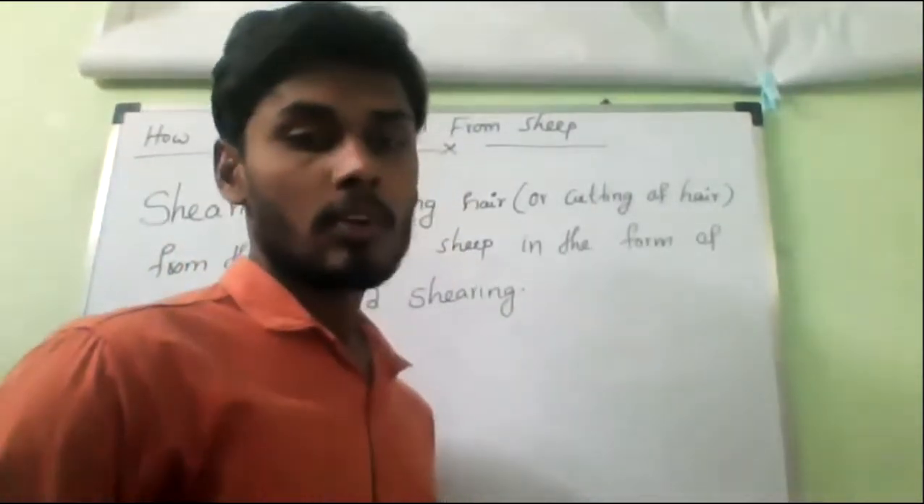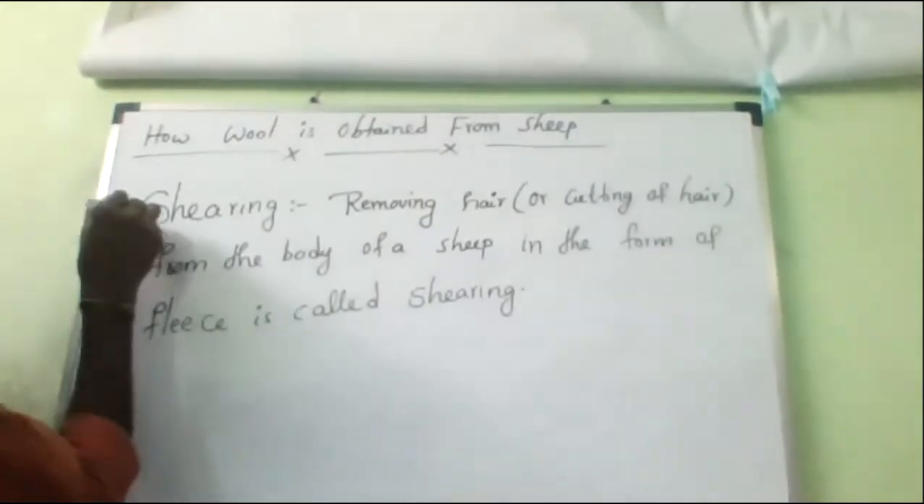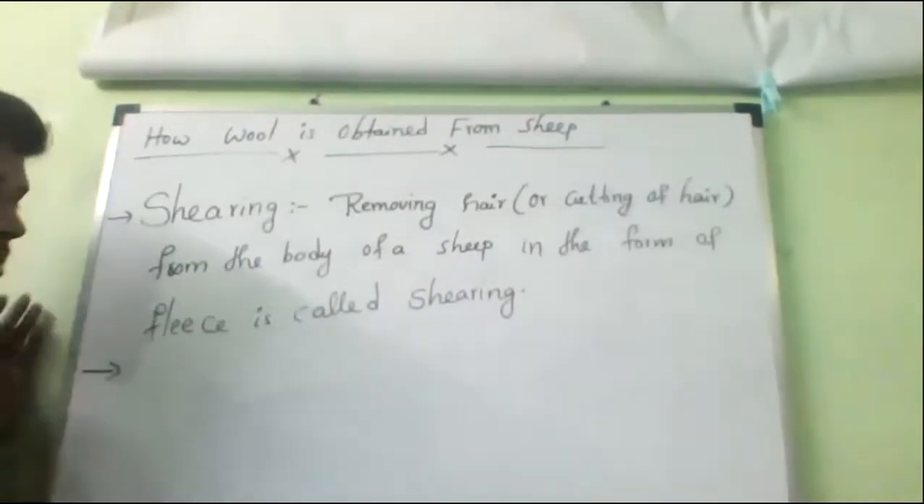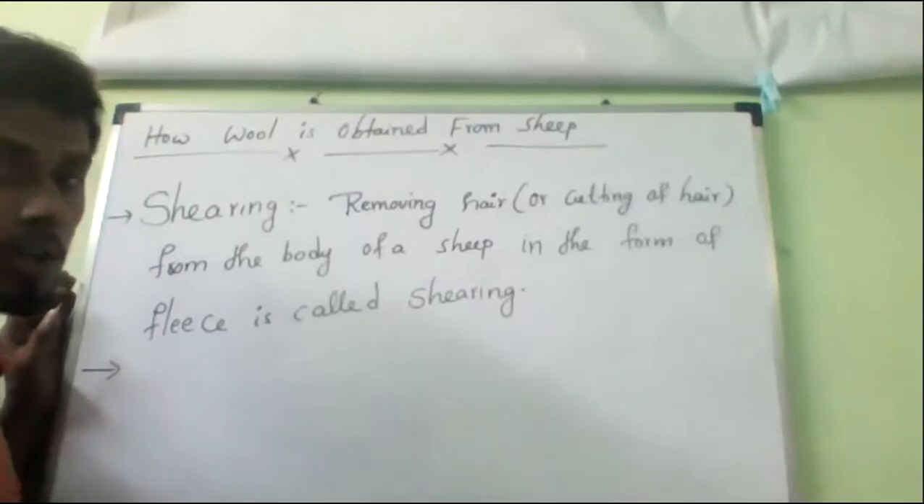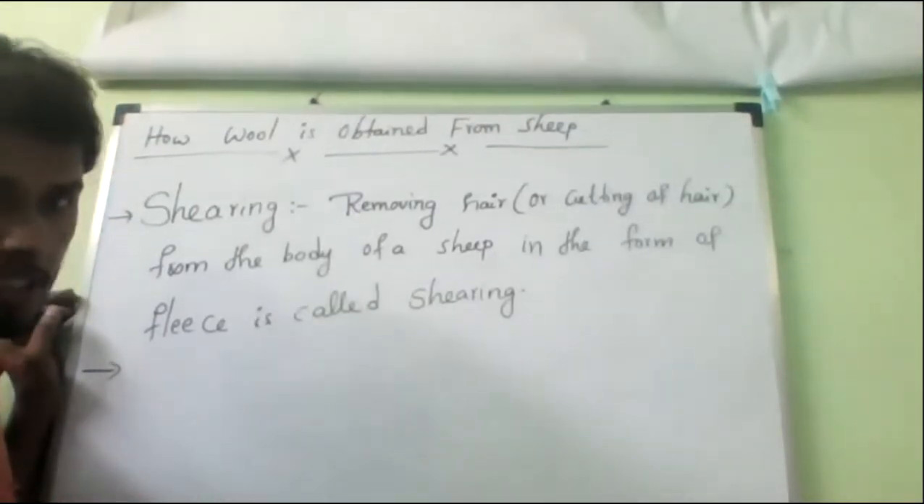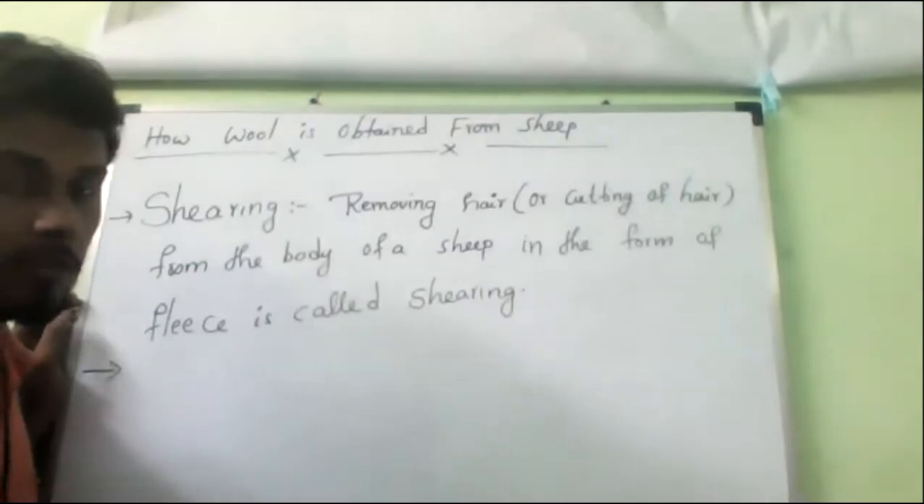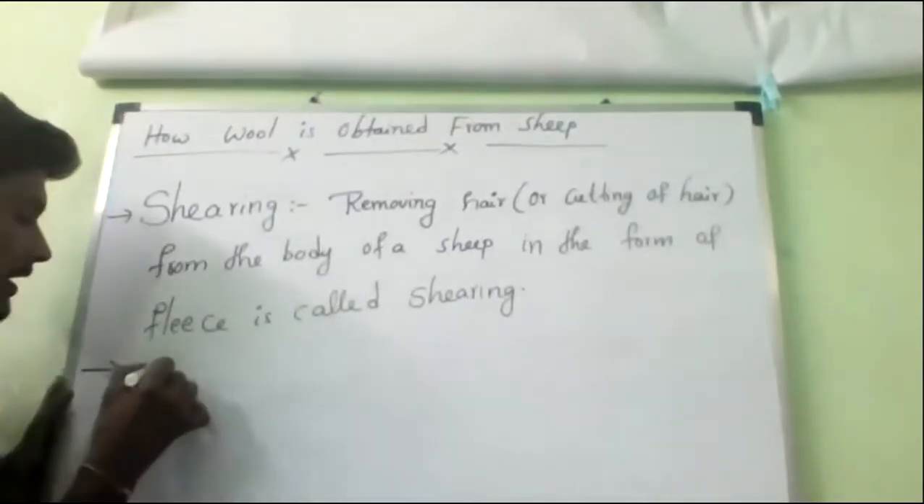Only in summer, only once a year. Understand? It is done once a year, during the summer season. By winter time the wool will have grown again and it will protect the sheep from the cold weather. That is what you should remember. Shearing does not hurt the sheep because the uppermost layer of the skin of the sheep is dead. That is what you should write.